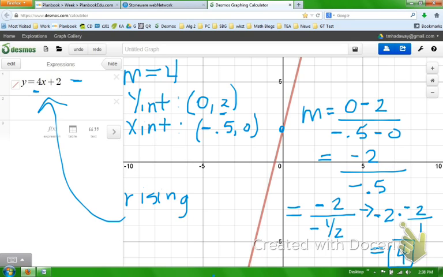So if I give you a point, let's just say the point (0, -4), and I ask you if that's a point on the line, how would you determine that? Plug it into your equation. So if x is 0, we would get 0 plus 2. 2 does not equal -4, so that is not a point on the line. Lots of things you can tell from this. You just have to get used to looking at it.